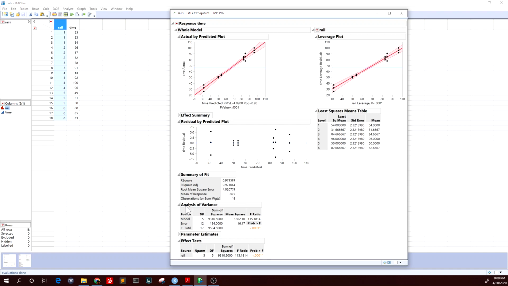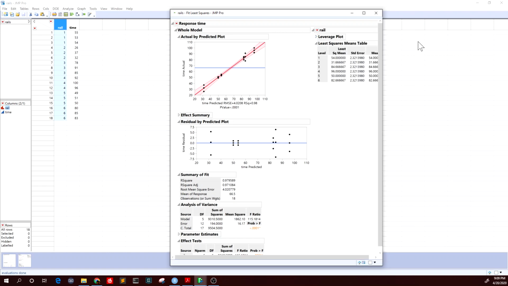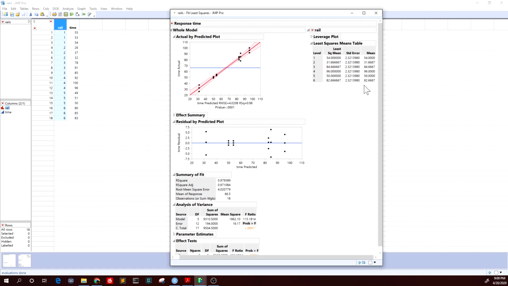And in the analysis of variance table, this is just an ANOVA table, and this table is used to do the F test we introduced in the lecture video. And on the right, you can find the table of least squares means. So this table gives you the estimates of the 6 means. You can use these means to do the confidence interval.